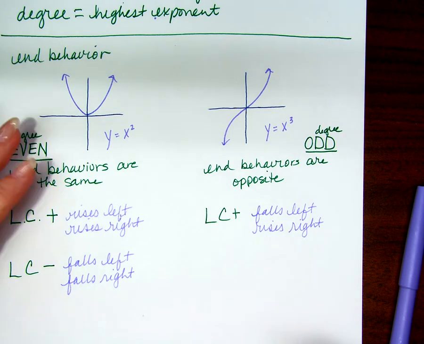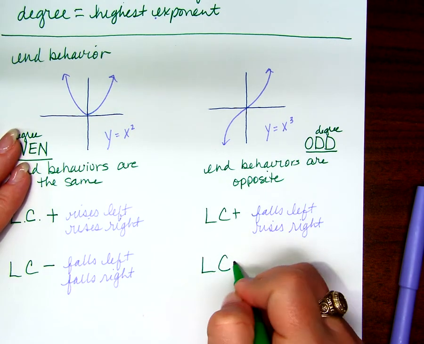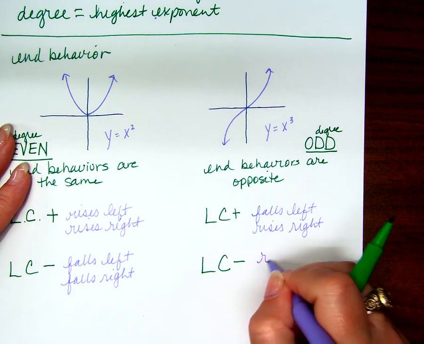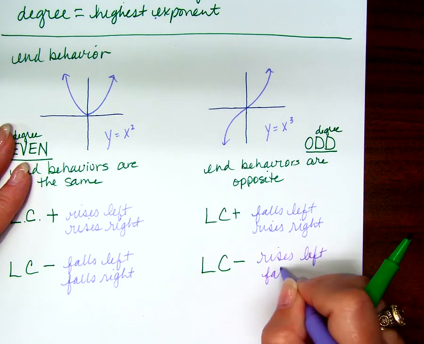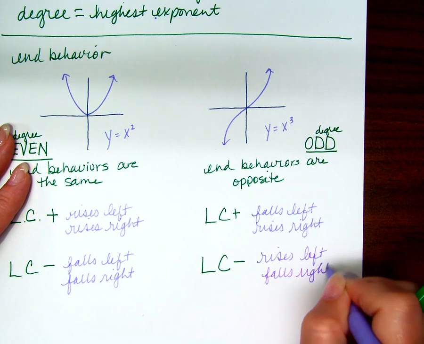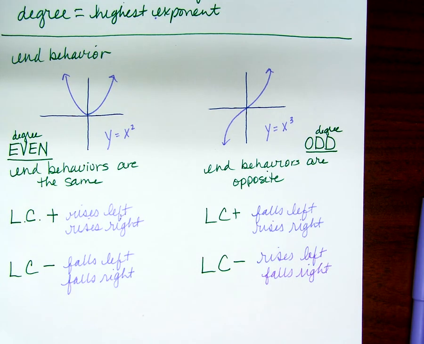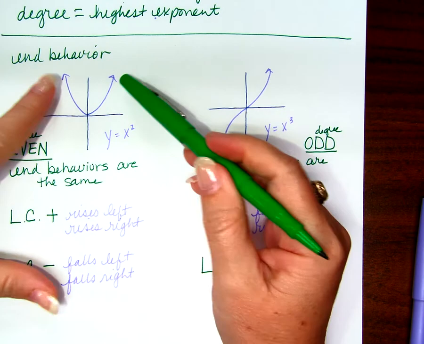What about when the leading coefficient is negative? Rises left, falls right. Is that hard? None of it is, is it? So what I'm telling you is you're going to be able to know what the graph looks like for the most part before you even plug it into the calculator, because you know what's happening in the end.